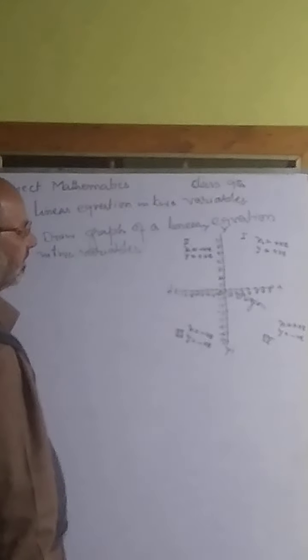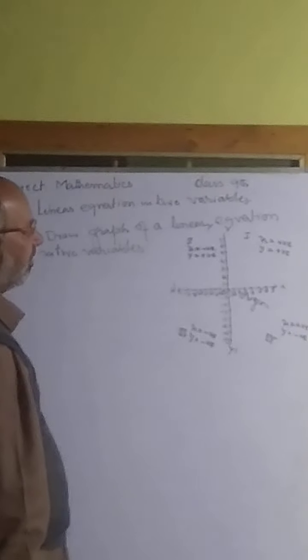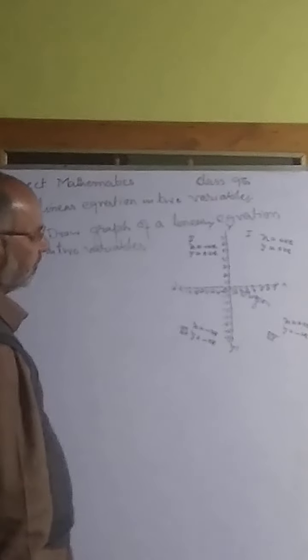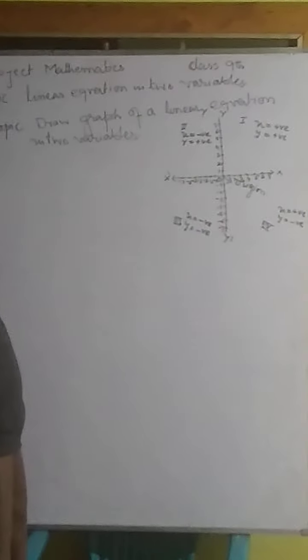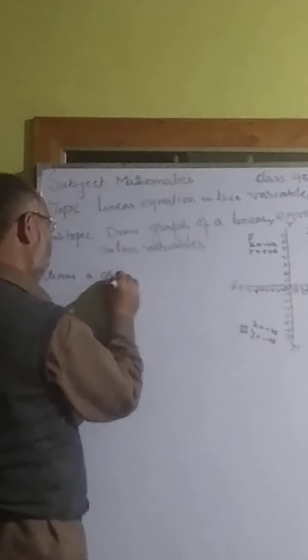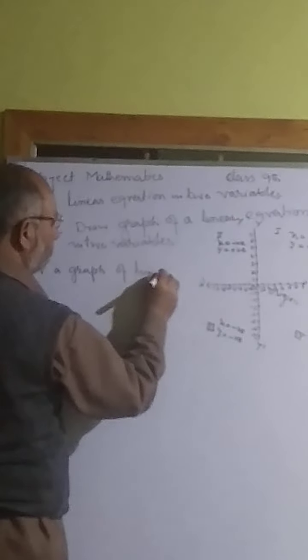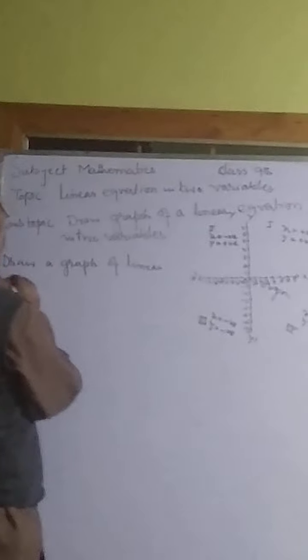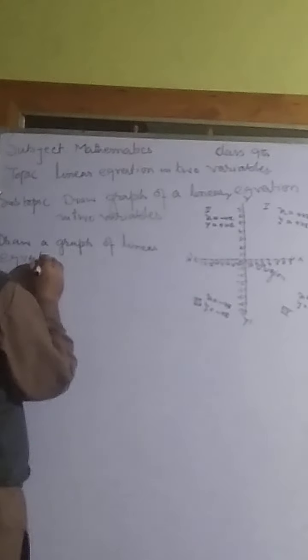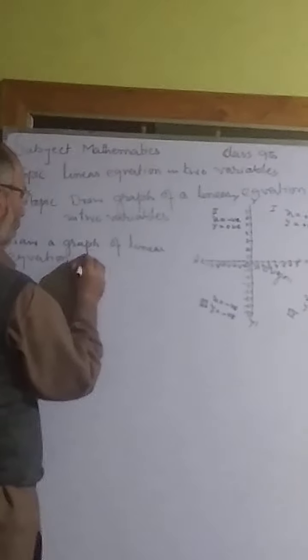This is how we draw the graph of a linear equation in two variables. Dear students, now we start our exercise 3.4. Draw a graph of a linear equation in two variables.